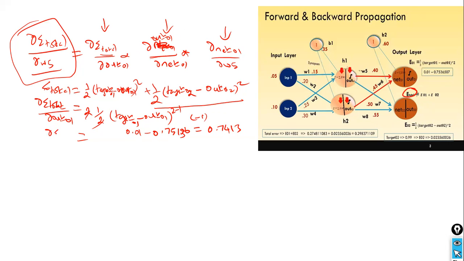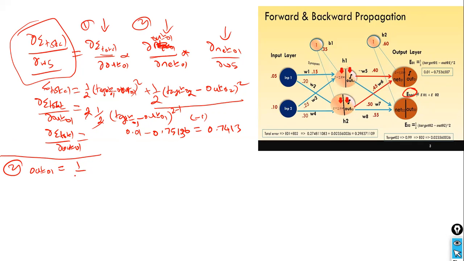Okay, so dou E total divided by dou out O1. And then what is the next step? The next step is out O1. What is out O1? Up to this we are done, one step, and for this we are done, the 1, right? The 1 is over, and now we need to find out the value for the 2, and for the 2, out O1. What is the out O1?